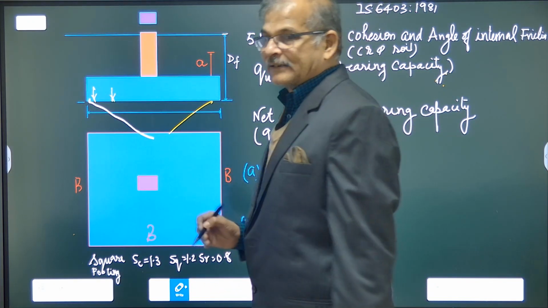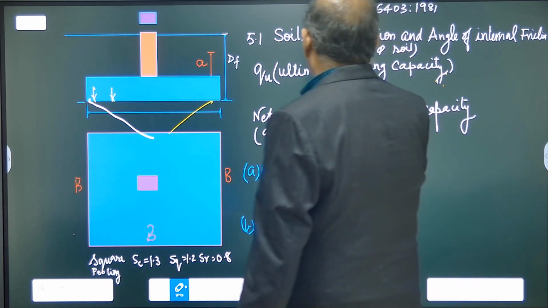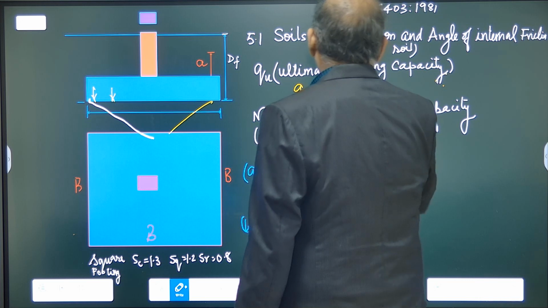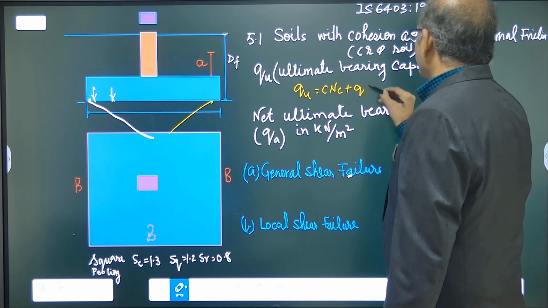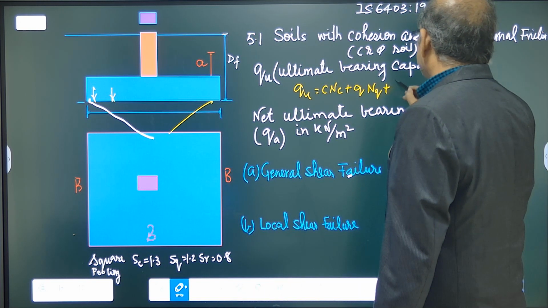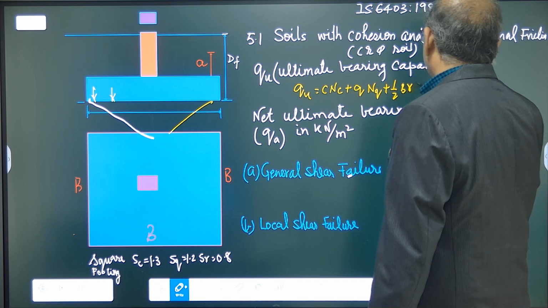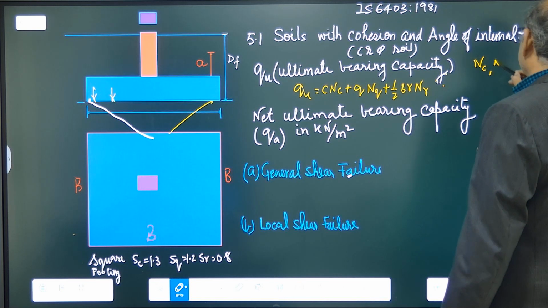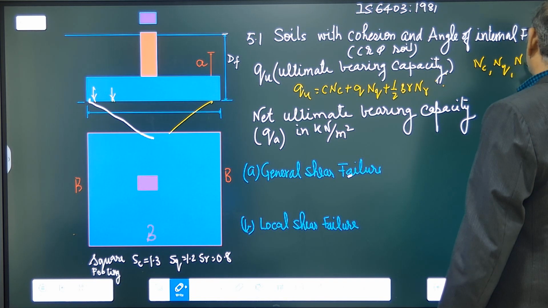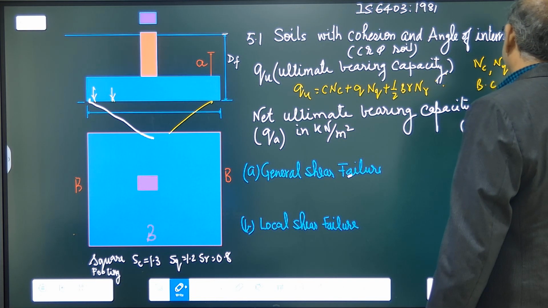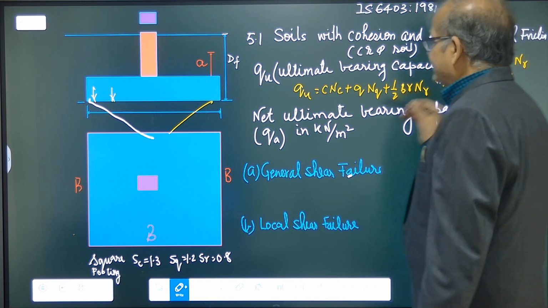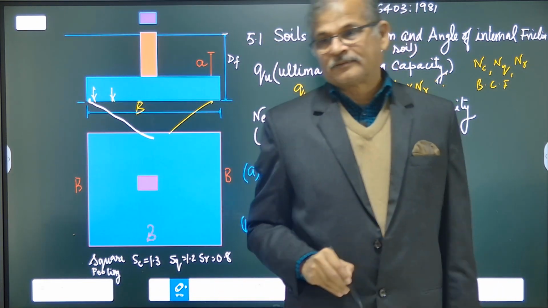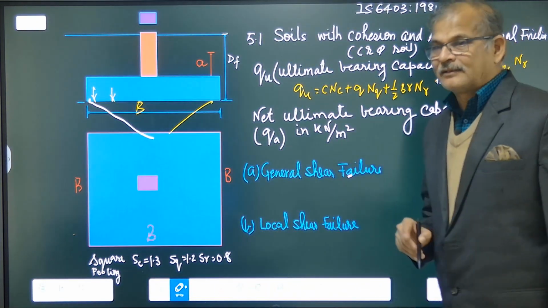So that we determined in the previous video, that is Qu = cNc + qNq + half B gamma N gamma, where Nc, Nq, N gamma are the bearing capacity factors, and B is the width of footing, and gamma is unit weight of soil. All we studied in the previous video.